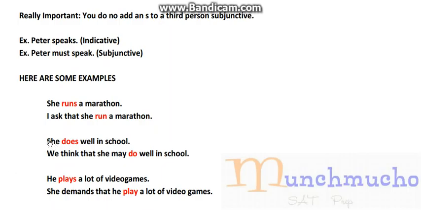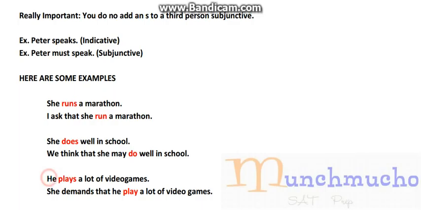She does well in school. We're indicating something. We're telling someone something. If we're going to be using the subjunctive form, we got to say we think that she may do well in school. Does versus do. Does is for the indicative and do is for the subjunctive, at least in this case.